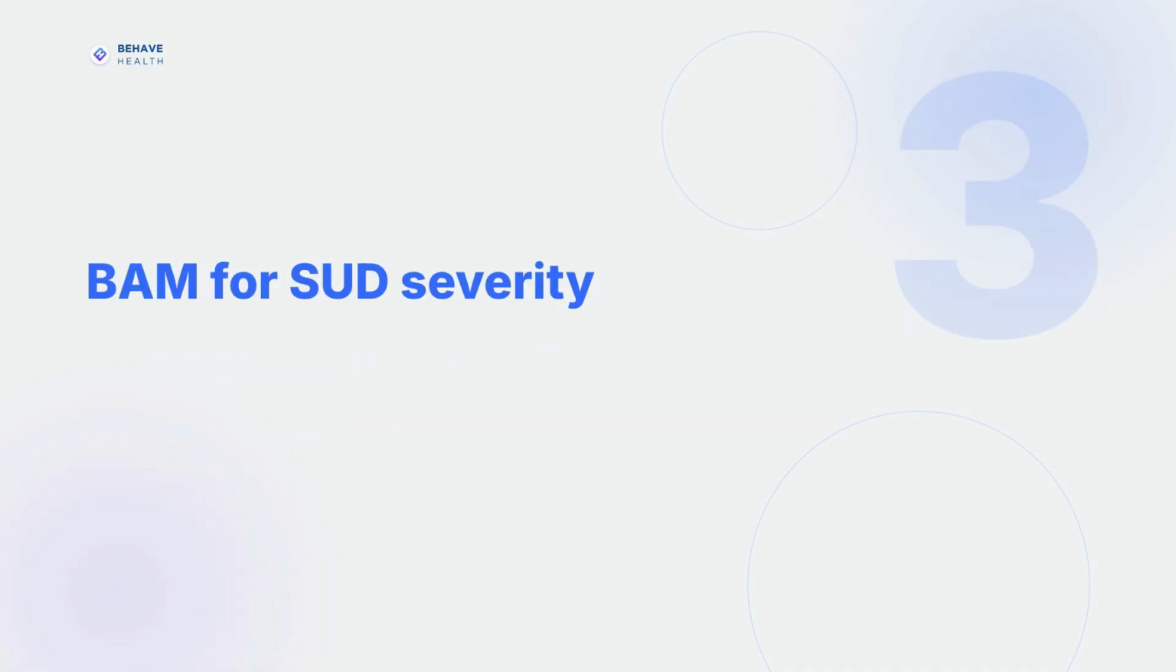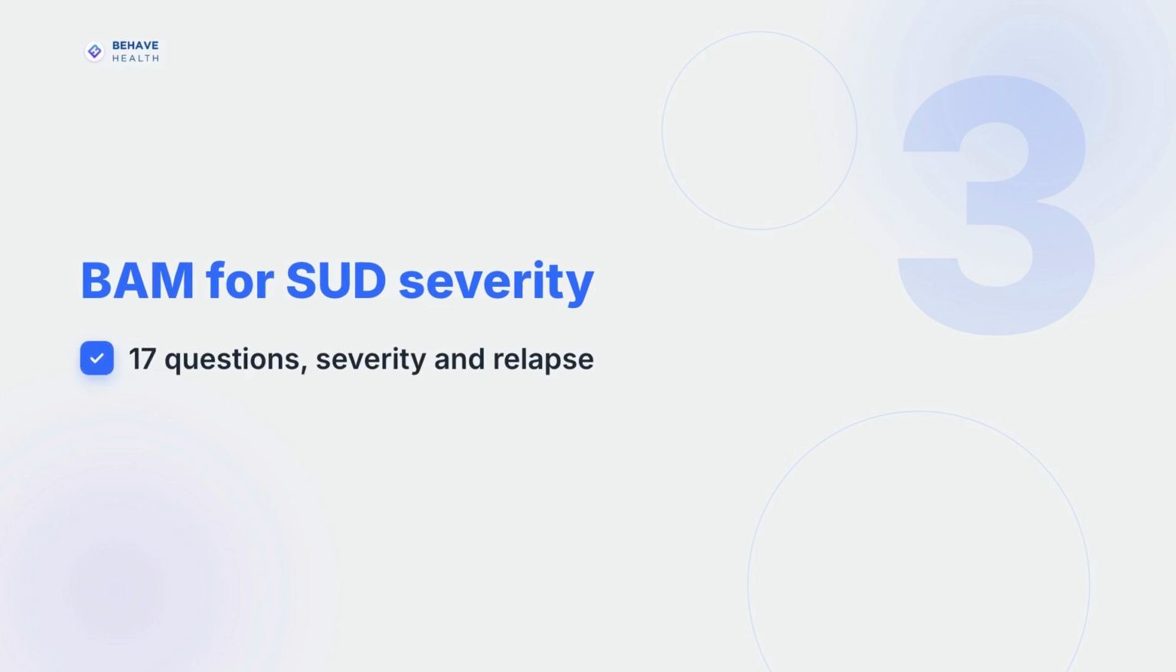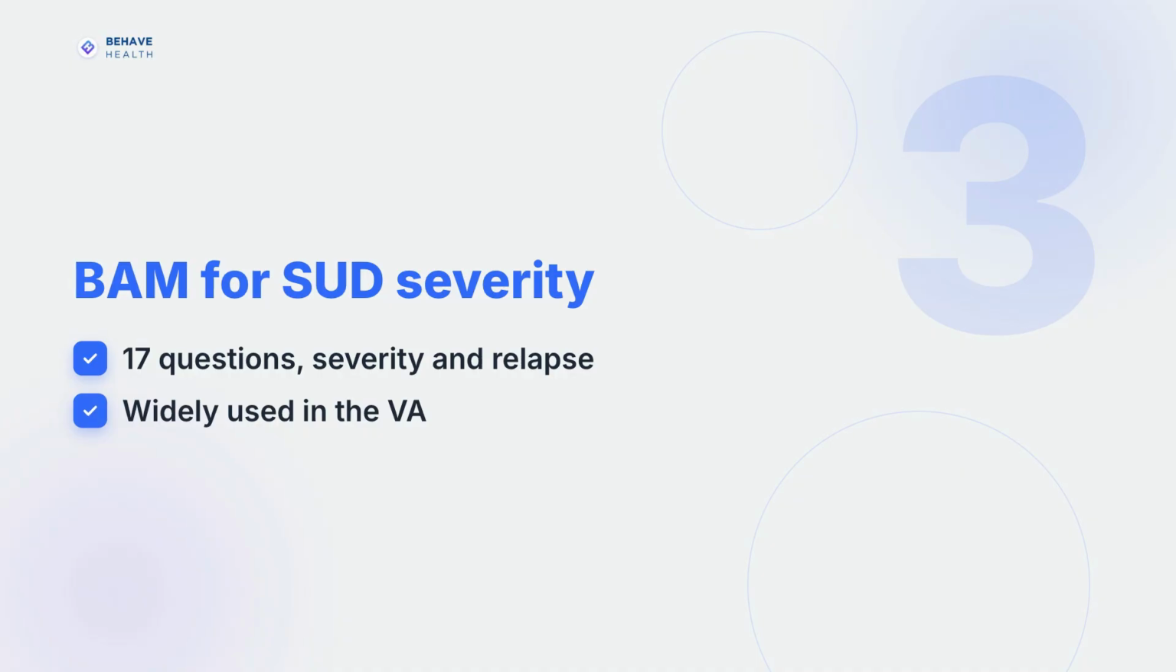Measure 3. The Brief Addiction Monitor, a 17-question measure of substance use disorder severity and relapse risk. The BAM is administered several times throughout treatment to measure progress, asking things like confidence in staying abstinent over the next 30 days. The BAM is widely used in the VA to measure treatment outcomes for veterans. Its track record makes it a must-have at an addiction treatment center.